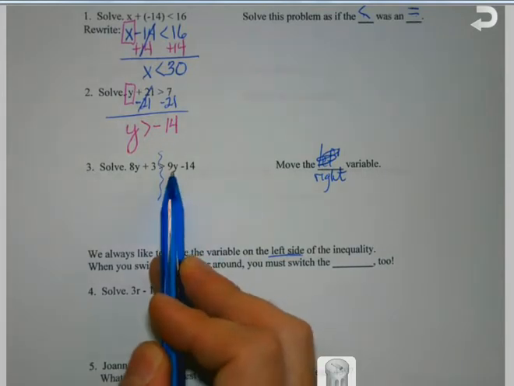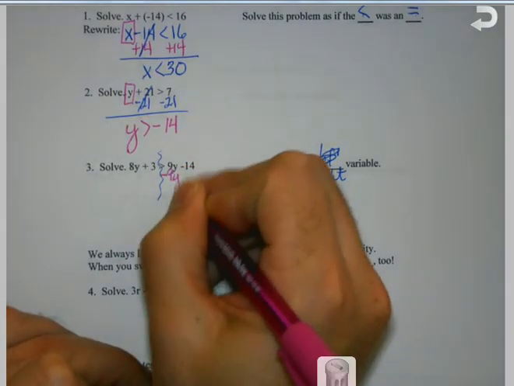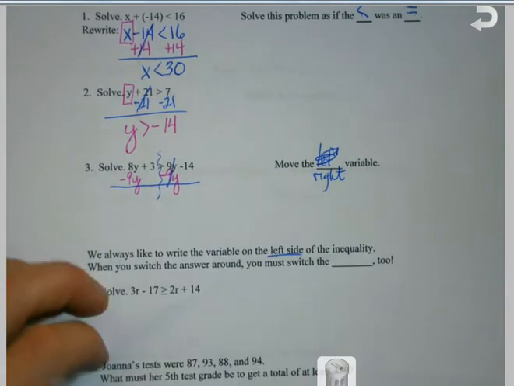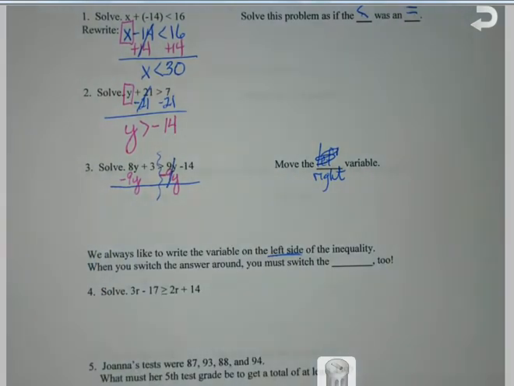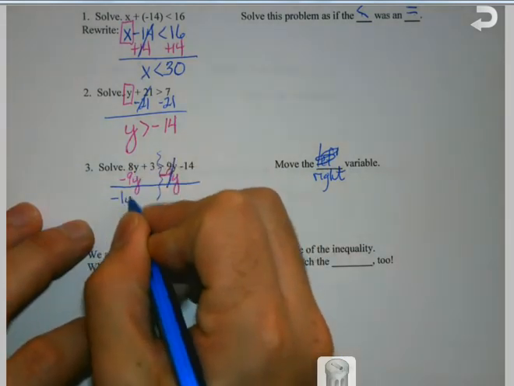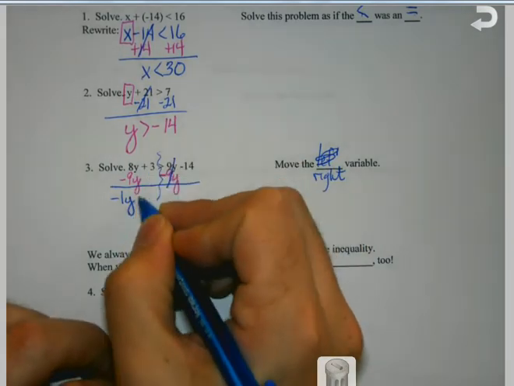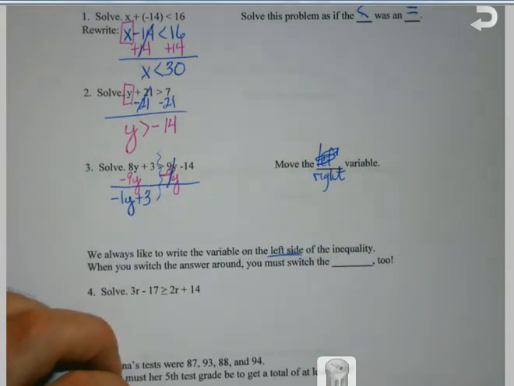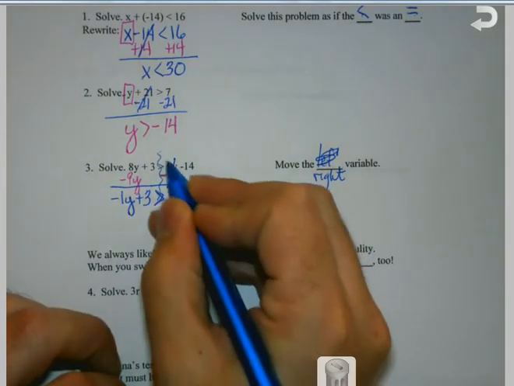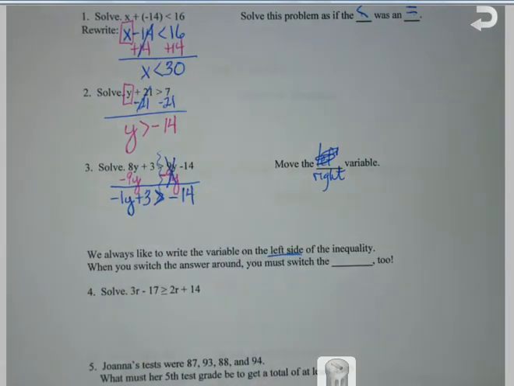So what's the opposite of a positive 9y? Negative. So I have to do negative 9y to both sides, because I don't want y's on the right side anymore. I just want them on the left. So 8 minus 9 is negative 1y. But you'll notice I still have the plus 3 over here. Okay, that hasn't changed. Still got my arrow. But now over here, all my y's are gone. All I've got left is the minus 14.